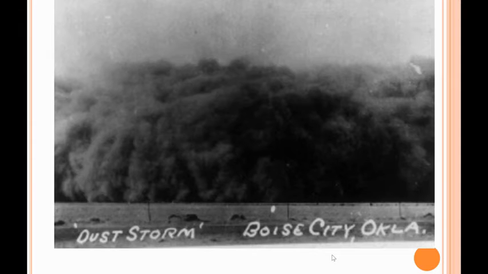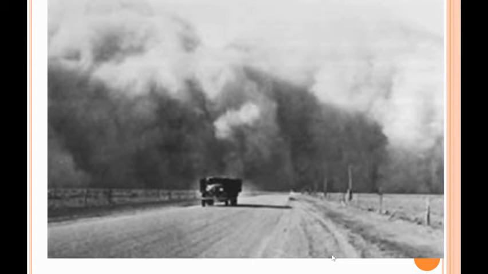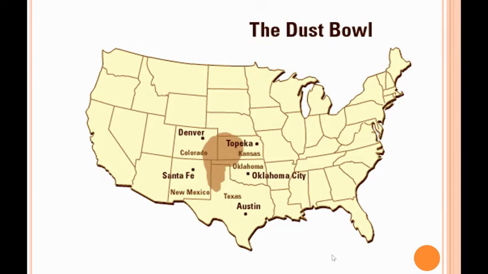So here's another one of Boise City, Oklahoma, this dust storm. You can see, just imagine this wall coming towards your house. Here's primarily where the dust storm took place. Okay, you can see a little bit in Denver, a lot in Kansas, Oklahoma, Texas, and New Mexico.